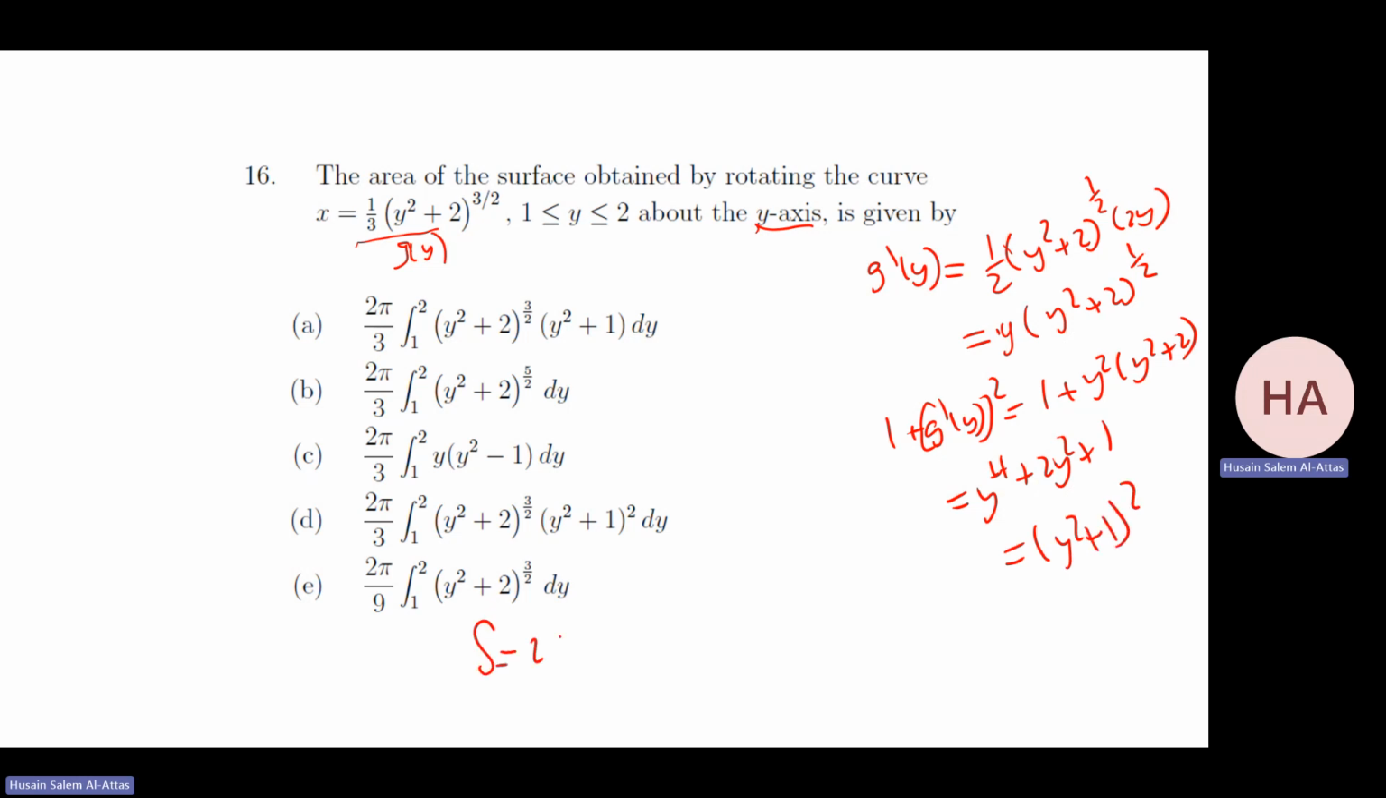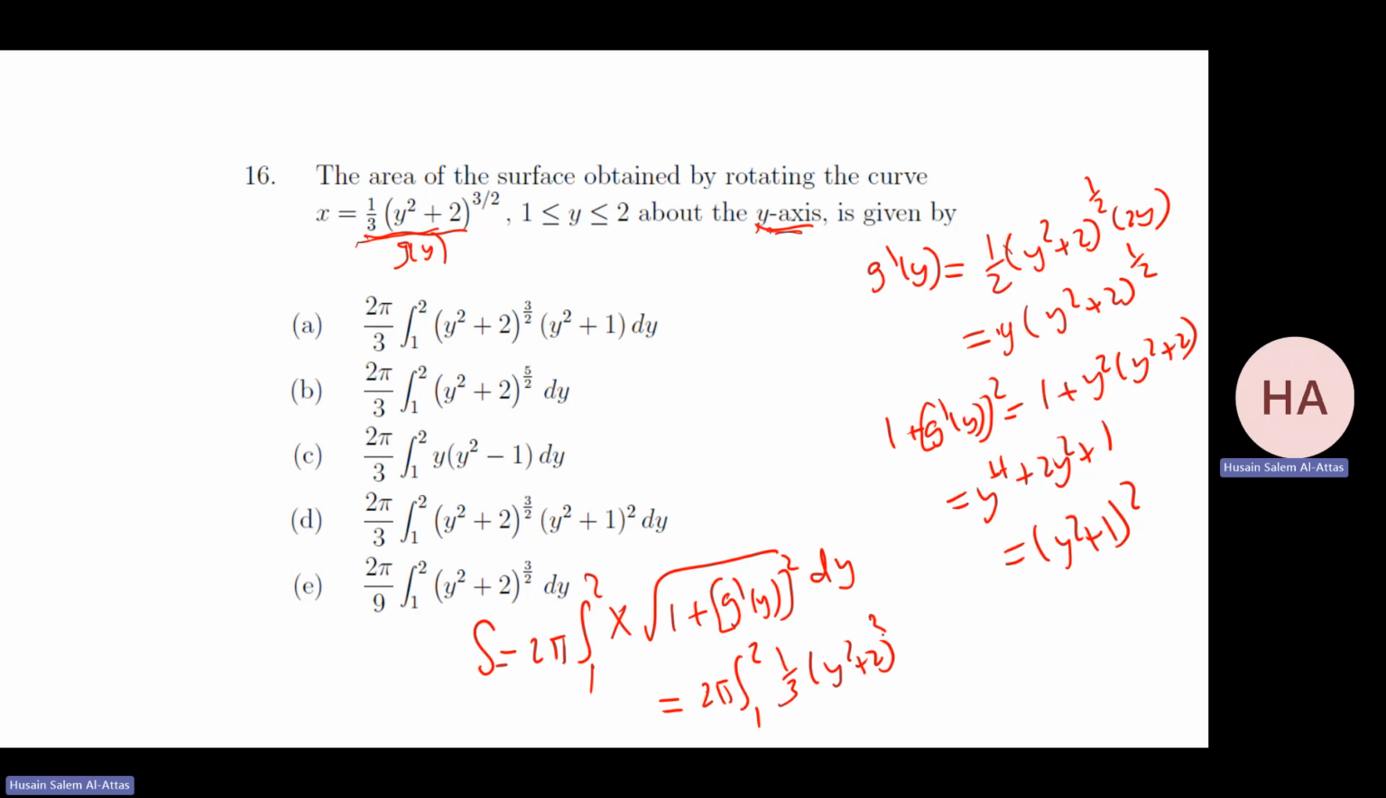So what is S? S will be 2 pi from 1 to 2, sorry, from 1 to 2, of x, about the y-axis, times the square root of 1 plus g prime of y squared dy. And that will be 2 pi from 1 to 2. What is x? This one: 1 over 3, y squared plus 2 to the power 3 over 2, times y squared plus 1 dy. It will be 2 pi over 3 times this, which is this one. So this is the answer.